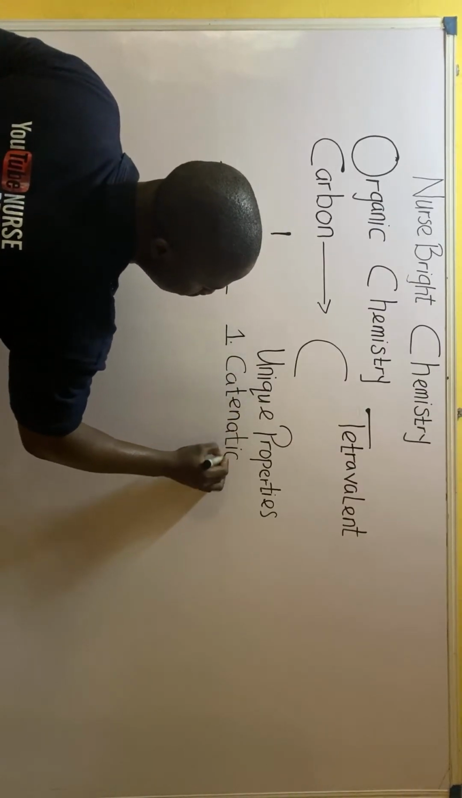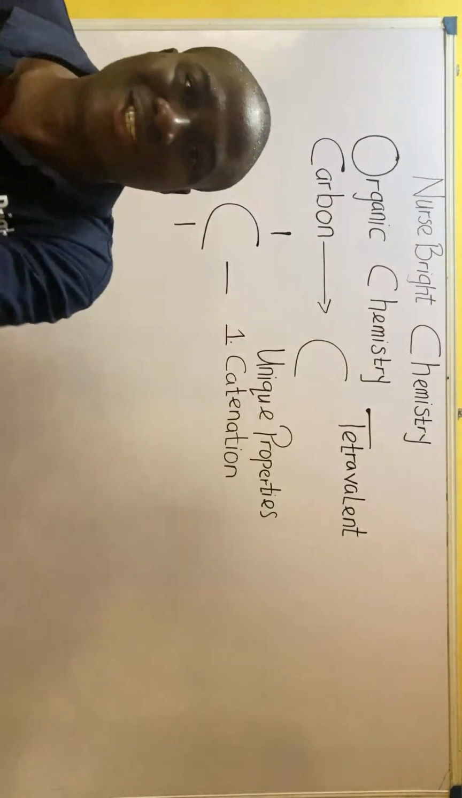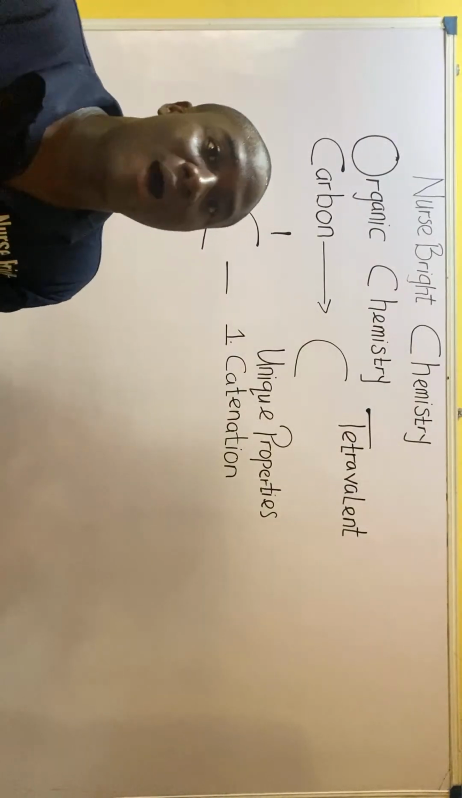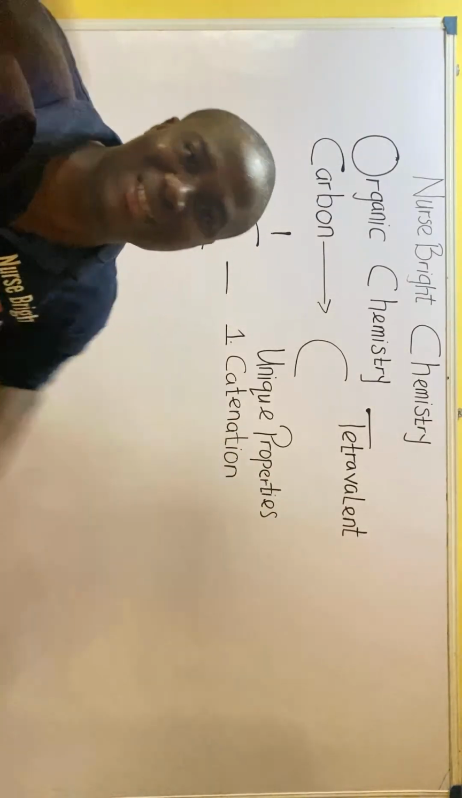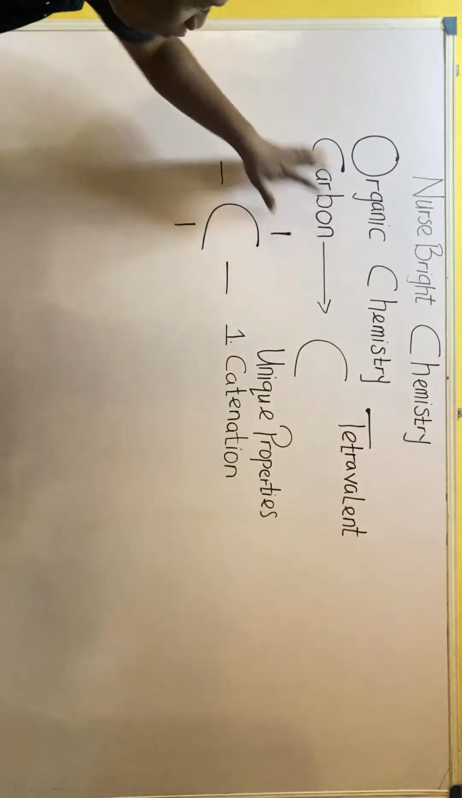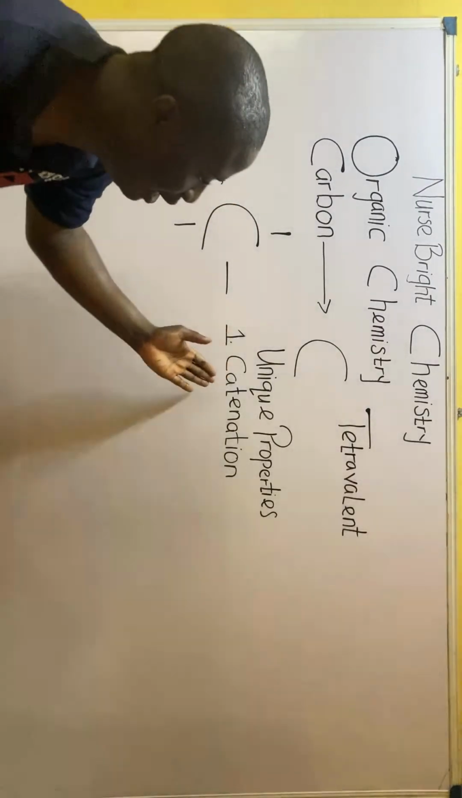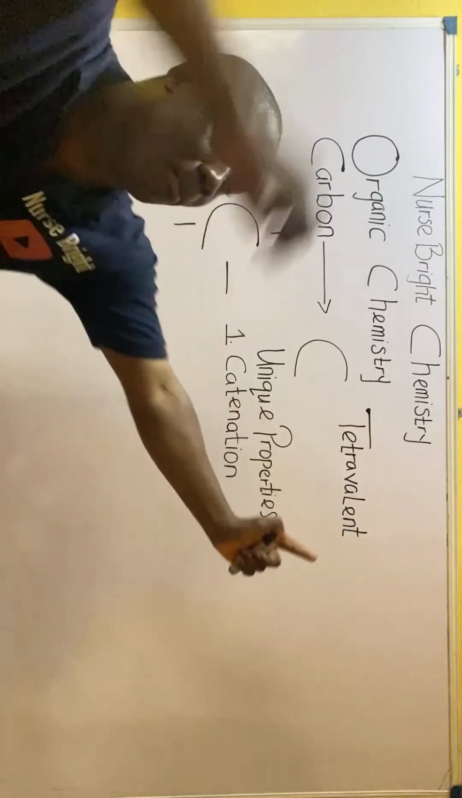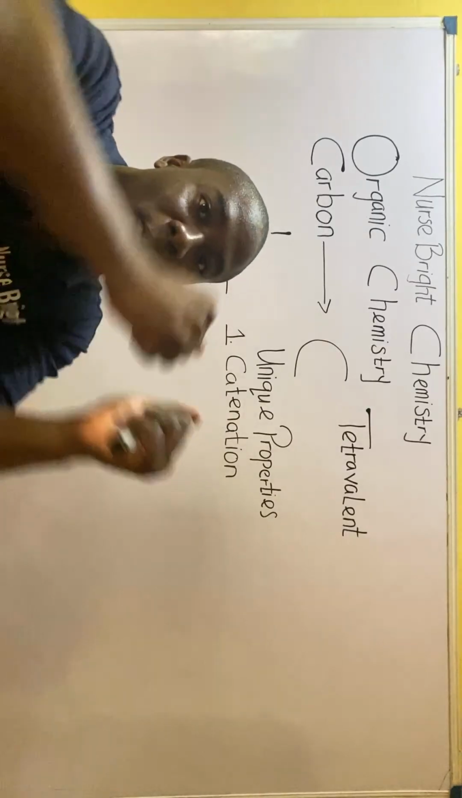In chemistry, carbon is the most extensive catenator, meaning that carbon is one of the elements, or the element, that can undergo catenation the most. Now, we already established that carbon is tetravalent. What did I say about catenation? Catenation is the ability of carbon to form long chains.